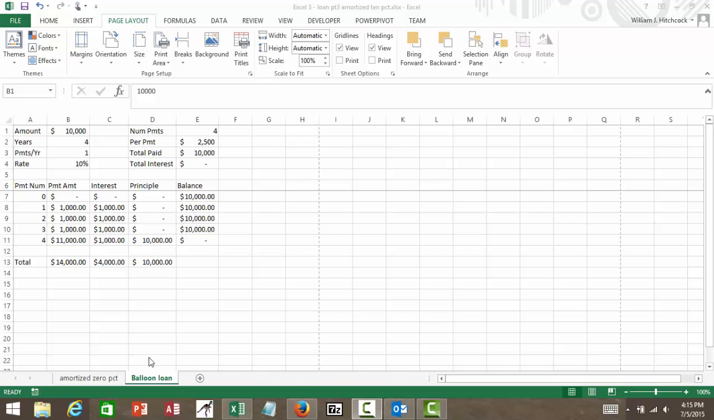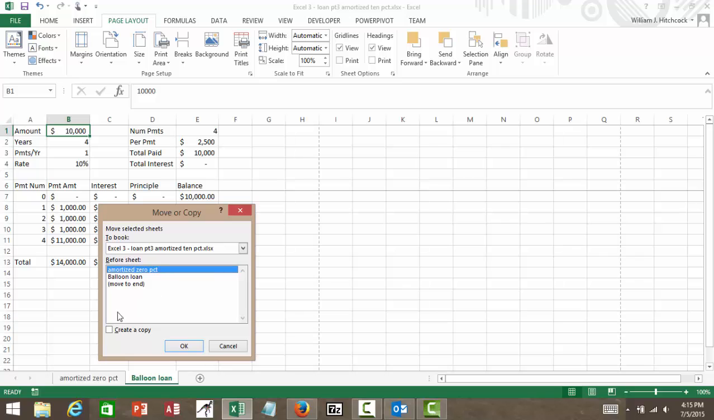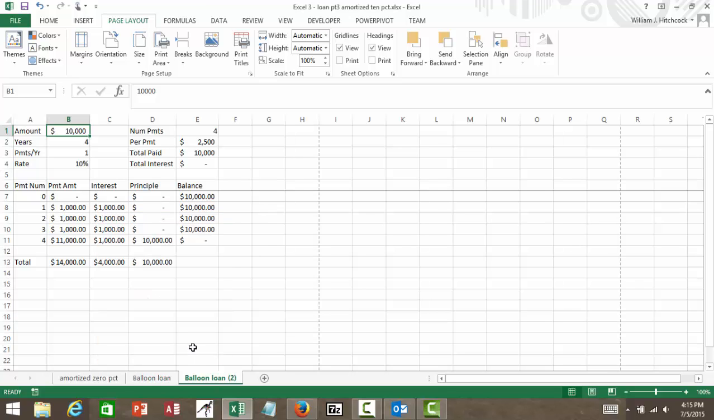In this clip, we're going to take a look at what happens when we have an amortized loan, or in other words, one with equal payments at a positive interest rate. So we'll try 10%. First, we'll go from the balloon loan that we created last time, right click on that, make a copy of the sheet, move it to the end, and rename this amortized loan.